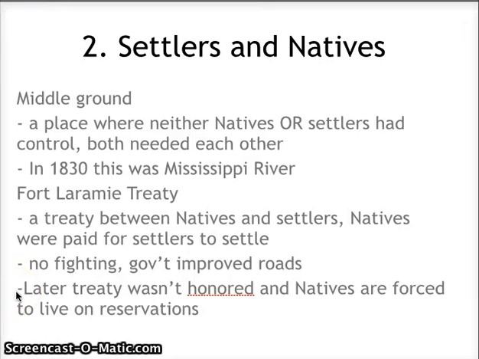What ends up happening, this treaty is not honored, and the natives are again forced off their land, and they are forced to live in reservations. Natives live in reservations in the U.S. today, so when they are forced off their land for probably the second or third time, they are now given a piece of land that is now theirs, and many natives still live there today.